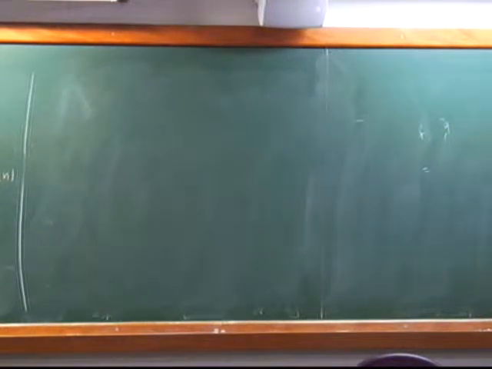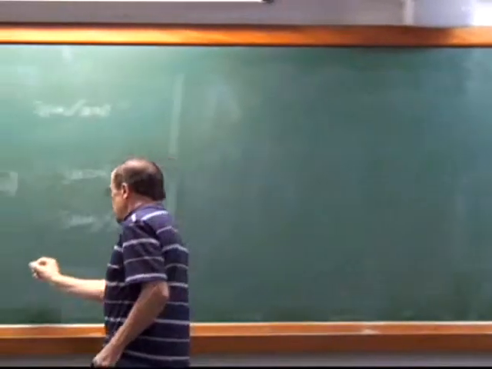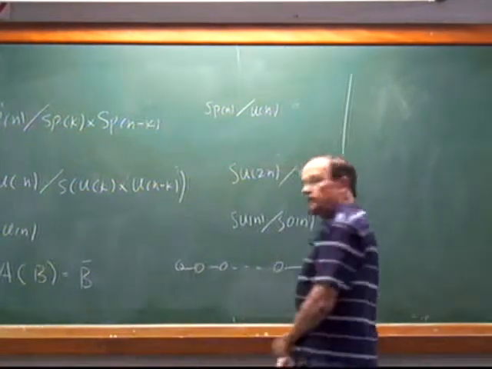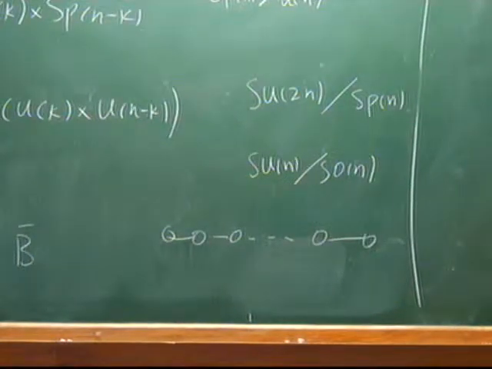Sir, what was the Dynkin diagram of this? That's it. Because the complexification of SUN is SLNC.